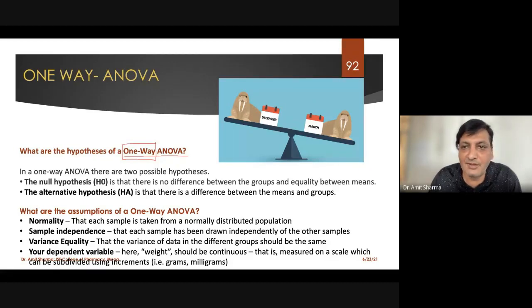That means we have 3 different months: December, January, and February. Or we have 4 different months: December, January, February, and March. That means we have 4 different groups, and we want to find out how many seals reach a particular beach in the month of December, January, February, or March. We are not bothered about the type of seal, just the number of seals. So this test will be called a one-way ANOVA.